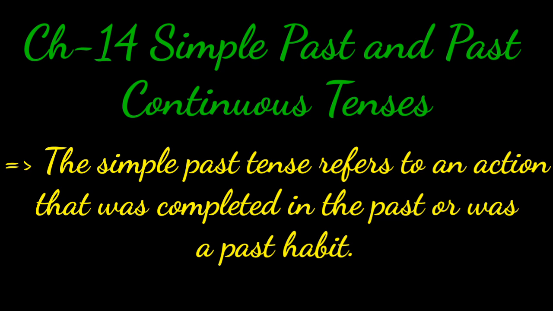Today we will learn chapter 14, simple past and past continuous tenses. What is simple past? The simple past tense refers to an action that was completed in the past or was a past habit. So, the actions that happened before the time of speaking.